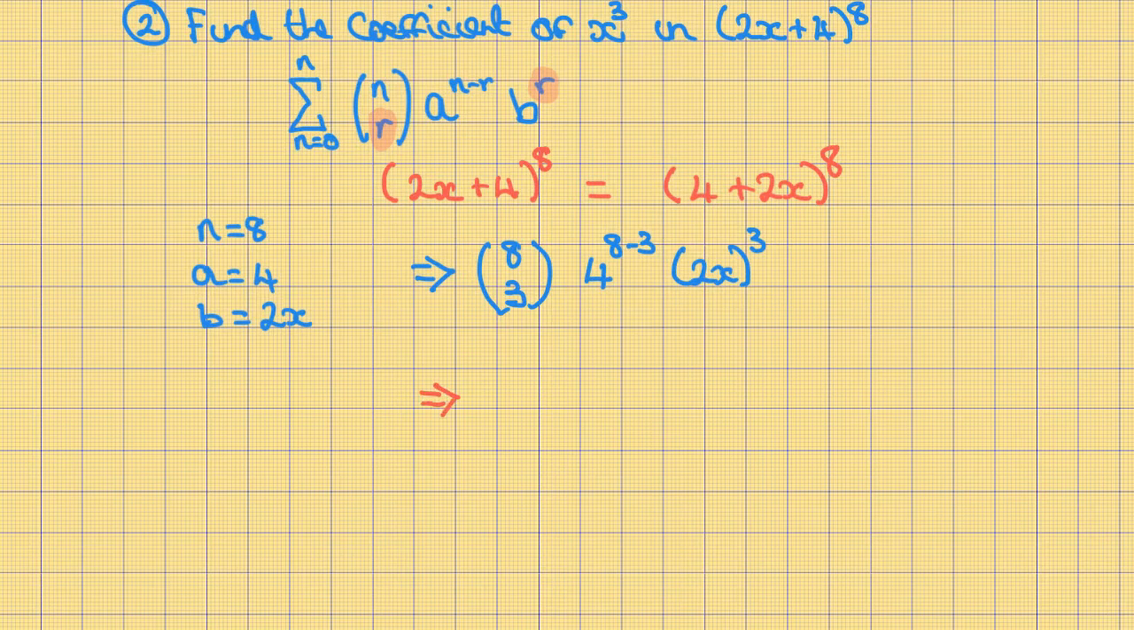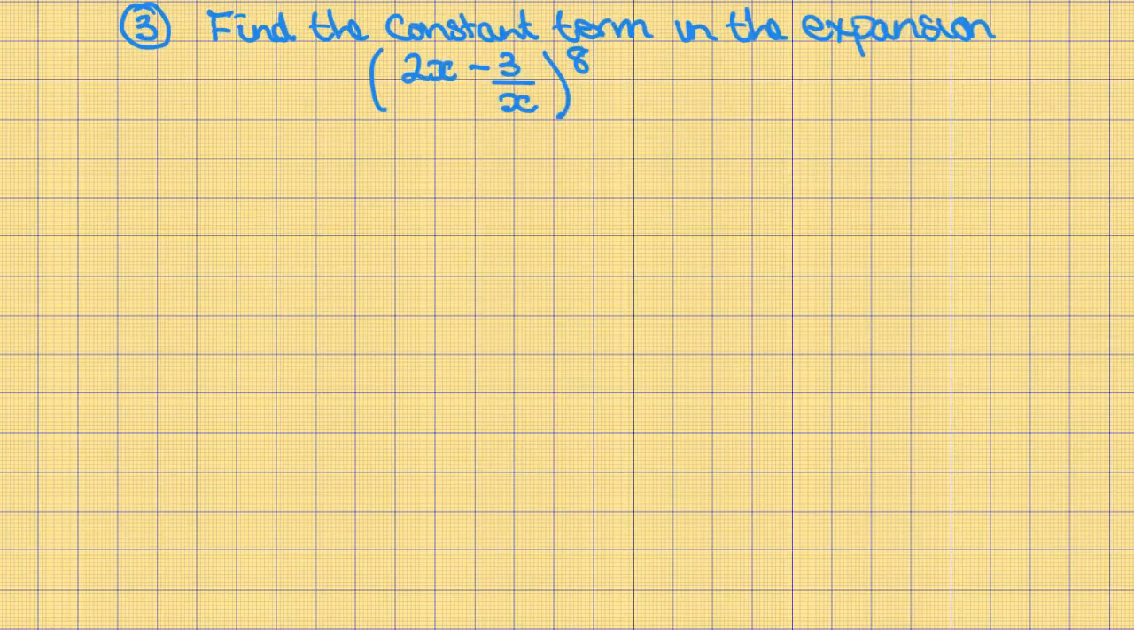Therefore, I will get 8 choose 3 is 56 times 4 to the power of 5 times 2 cubed times x cubed. Therefore, you get 458,752 x cubed. The coefficient of x cubed is 458,752. Question 3. Find the constant term in the expansion of 2x minus 3 over x to the power of 8.